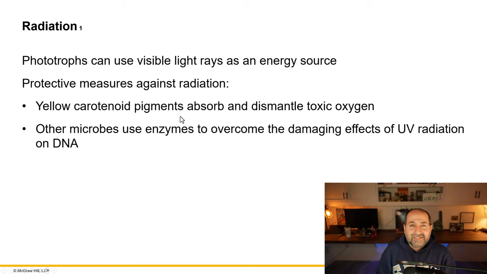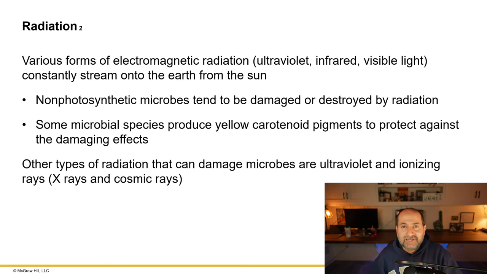The next environmental factor, radiation. Visible light is a type of electromagnetic radiation, and phototrophs use visible light radiation as an energy source. And there are other forms of electromagnetic radiation that stream onto the earth from the sun as well as visible light. These include ultraviolet or UV light, infrared light as well.